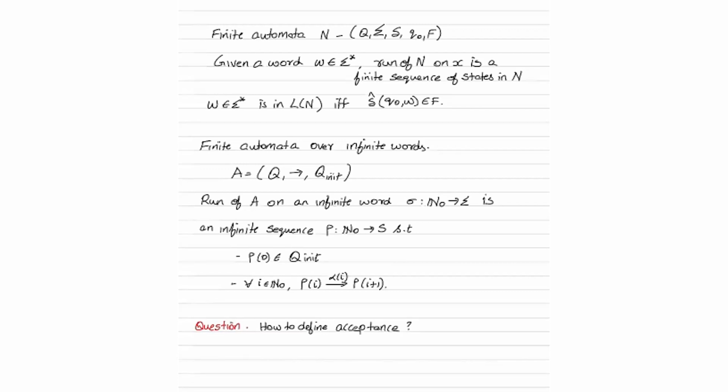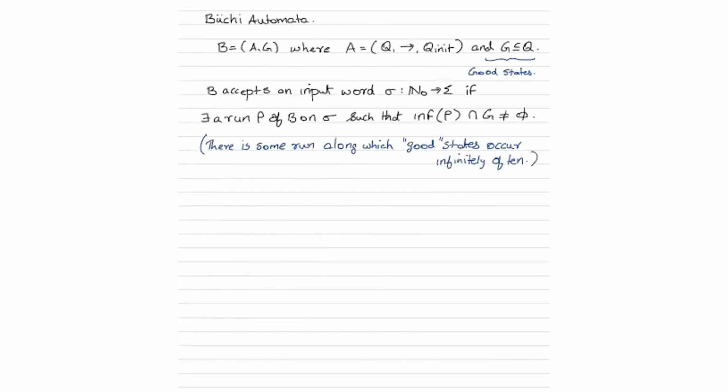So in a standard automaton, how do you accept? Well, you finish reading the word, processing the word. If you reach a final state, you accept. Now, for infinite words, you have an infinite word, right? So you don't really stop, right? So the question is, how do you accept? Okay. So there is a class of automata.